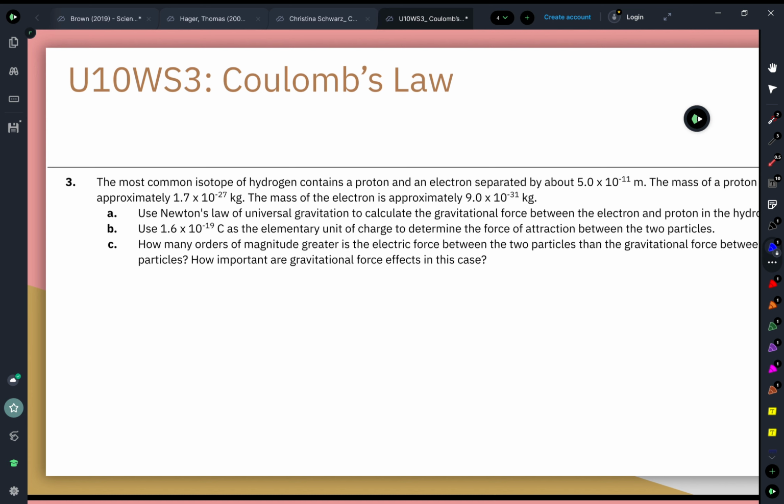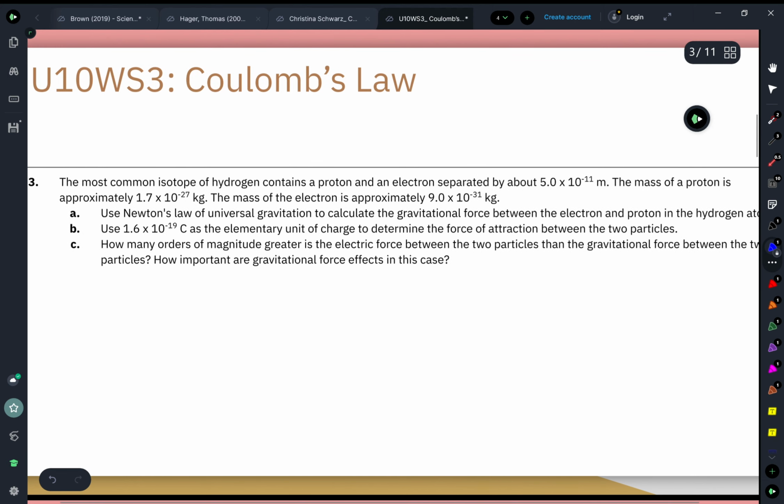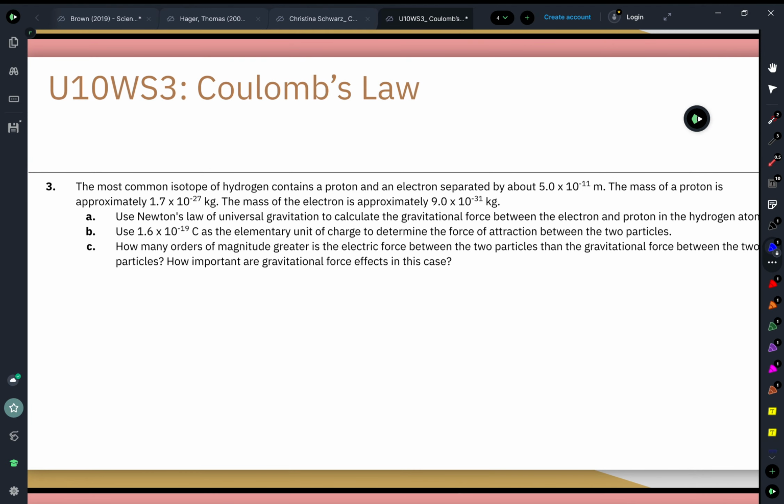Unit 10, Worksheet 3, Coulomb's Law. Problem 3. The most common isotope of hydrogen contains a proton and an electron, separated by about 5.0 times 10 to the negative 11th power meters. The mass of a proton is approximately 1.7 times 10 to the negative 27th power kilograms. The mass of an electron is approximately 9.0 times 10 to the negative 31st power kilograms.